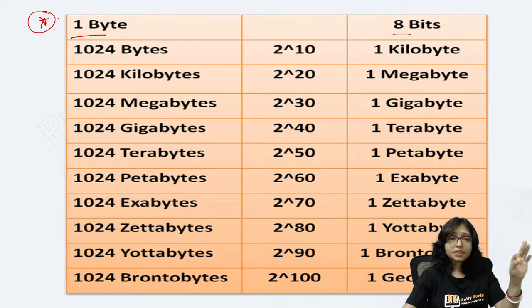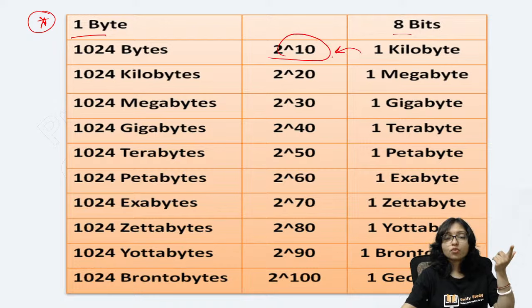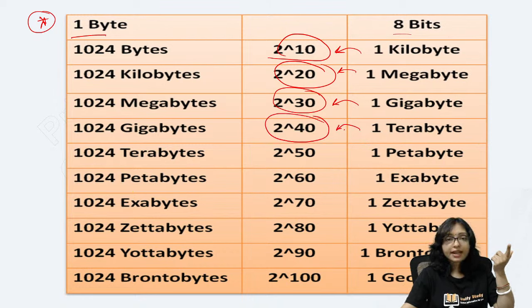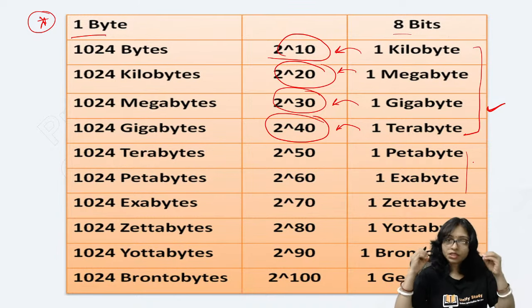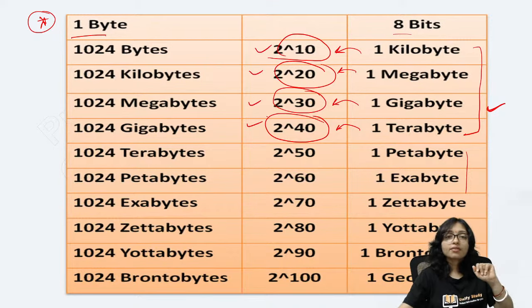The basic unit is bit. After that byte, then kilobyte. 2 to the power 10 is 1 kilobyte. 2 to the power 20 is 1 megabyte. 2 to the power 30 is 1 gigabyte. 2 to the power 40 is 1 terabyte. At least till this is very very important. After that, if you can remember, that's fine. If you are not able to remember, that is also okay. But at least these 4 are very very very important, you must remember them.